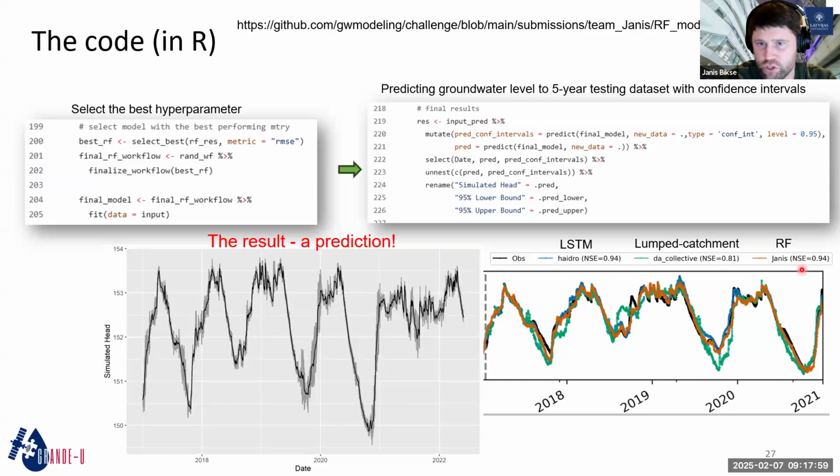And indeed, we can see that the Nash-Sutcliffe efficiency score is quite high, 0.994. That's really high performance. So yeah, if you're interested more, you can ask me or go and look at my script here.